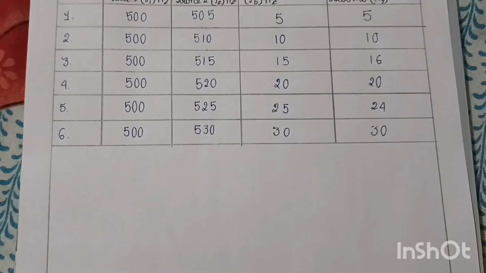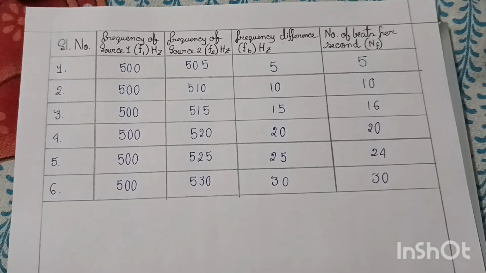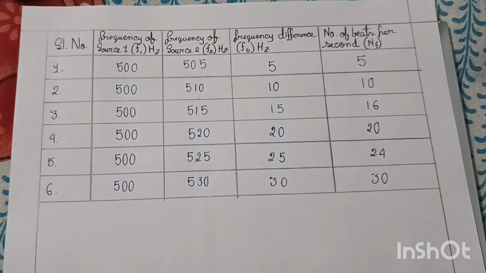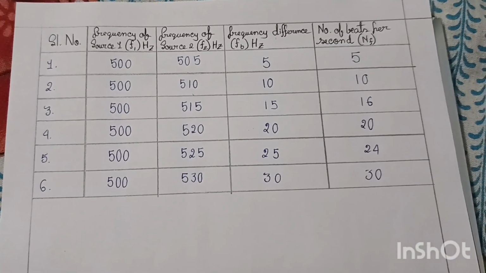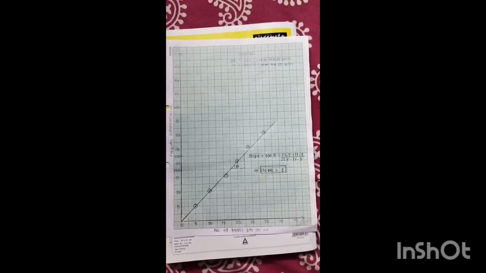Last time we are getting that the frequency of source 1 is 500 Hz and the frequency of source 2 is 530 Hz. The frequency difference is 30 and the number of beats per second we get from the experiment is also 30. Now plotting a graph between the frequency difference between two sources and the number of beats per second.